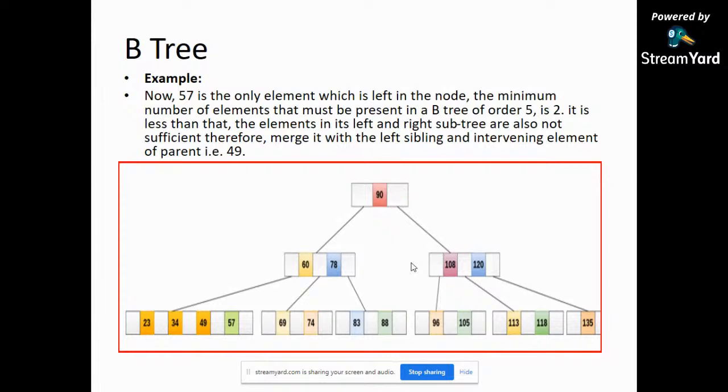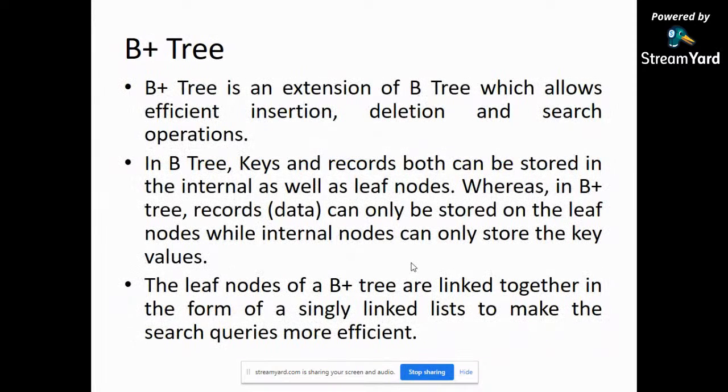The minimum number of elements that must be present in a B tree of order 5 is 2. It is less than that. The elements in its left and right subtree are also not sufficient. Therefore, merge it with the left sibling and the intervening element of the parent, that is 49. So we have brought 49 down, and now we have added 57 to that, and we have created one new node. So in this way, deletion is done in B tree.